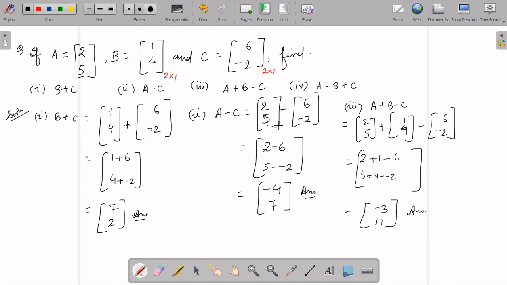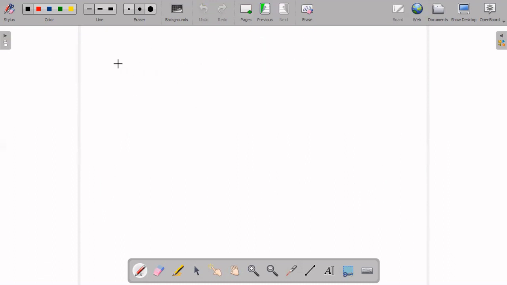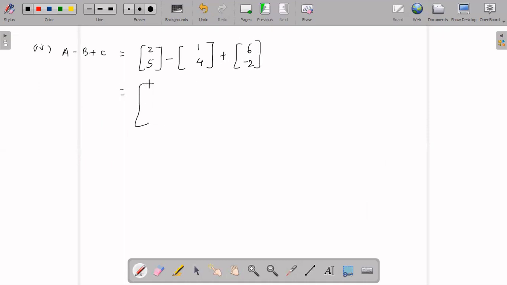And now the fourth one can be done in a very similar way. मैं next page में fourth वाले को करता हूँ. Fourth wala is A minus B plus C. So our A is 2, 5, minus B. B हमारा क्या था? 1, 4, and plus C. C is 6 minus 2. So how do we write it? 2 minus 1 plus 6. See, 2 minus 1 plus 6.